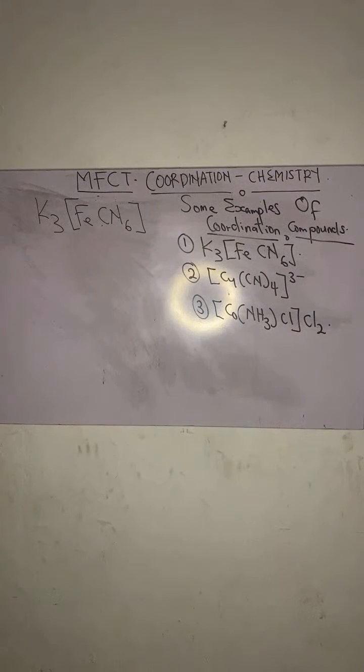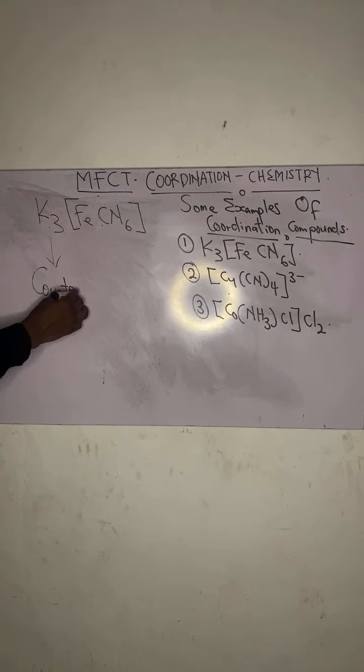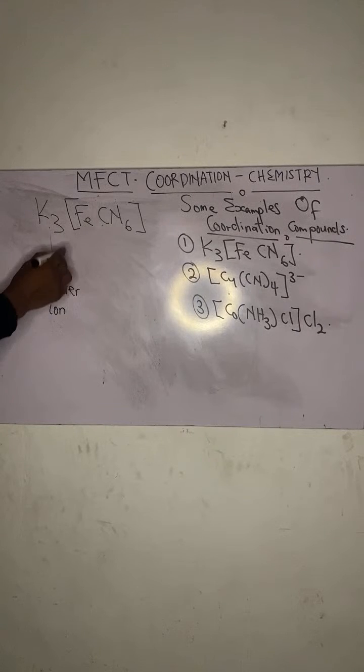Do you get that? Now, the next thing you have to notice is that any atom or ion or molecule that is found outside the square bracket can be referred to as a counter ion. So this simply means that this potassium that is found outside the square bracket is an example of a counter ion.